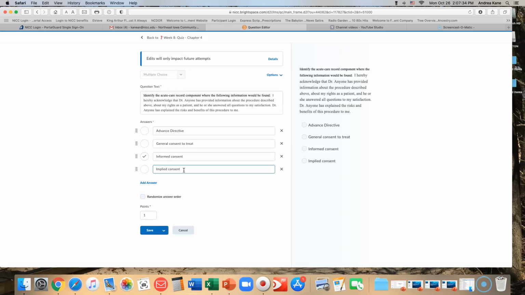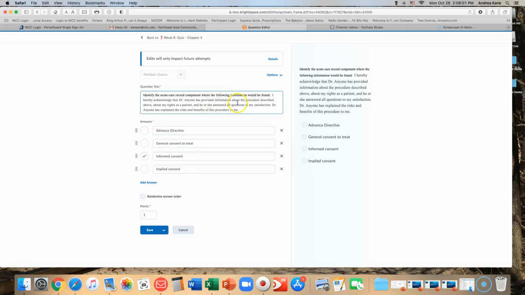Implied consent is where you show up at the ED, particularly if you're unconscious. If you're brought to the emergency room, it's implying consent that you want to be treated. If you're brought in by an ambulance, that's implied consent. You want to be treated. Even if you're not awake or alert, by coming to the hospital, it's implying consent that you want to be treated.